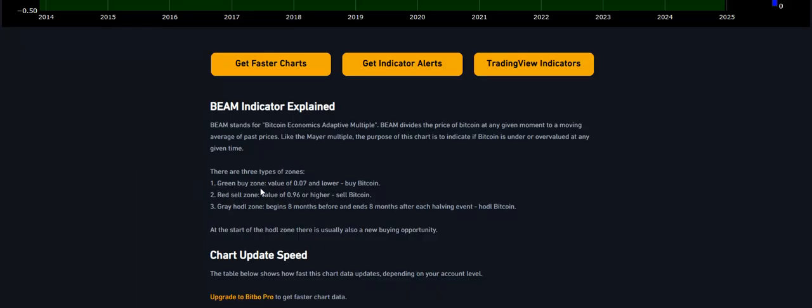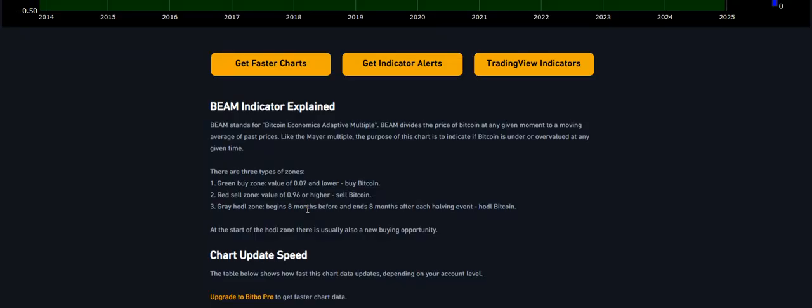The green zone is going to be the buy zone, and that's a value of 0.07 and lower is a buy. The second one here is going to be a red sell zone, and that's going to be a value of 0.96 or higher. They're telling you to sell Bitcoin. The cycle is about over. And then third, the gray HODL zone begins 8 months before and ends 8 months after each halving event.